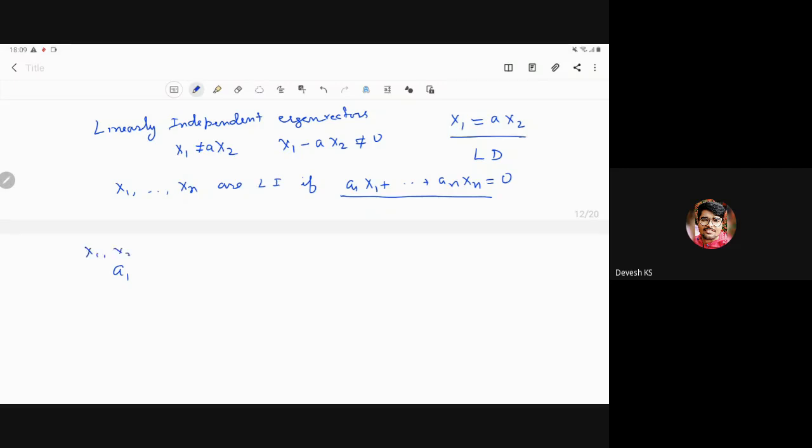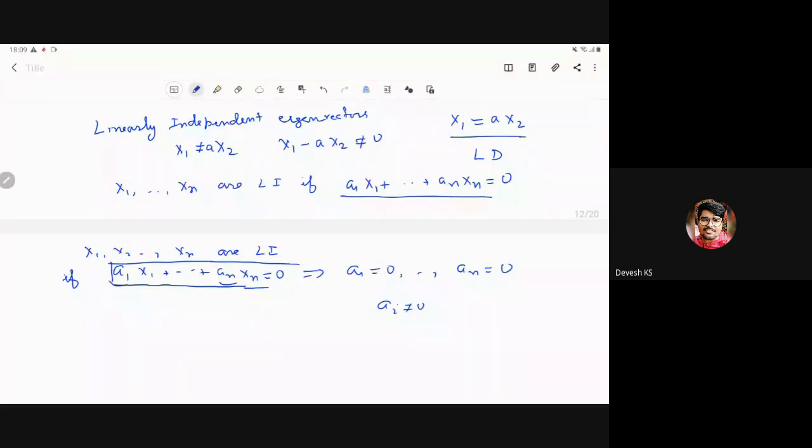x1 to xn are linearly independent if a1 x1 plus and so on plus an xn equal to 0 implies all these constants are 0. You see, if you put all these zero, naturally this relation is satisfied. But if this left hand side is zero for some non-zero ai, for some non-zero constant, then these are linearly dependent. So remember this relation. This is the perfect definition for linearly independent vectors.